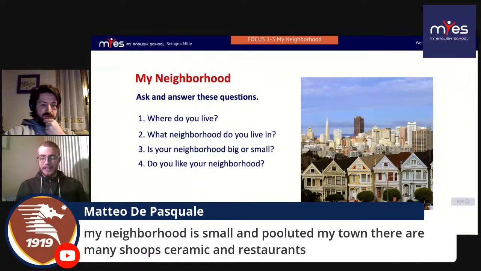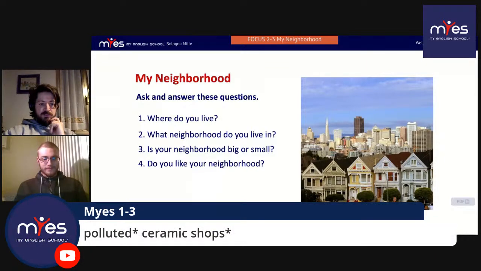Matteo gives us a description of his neighborhood. My neighborhood is small and polluted. Nice. In my town, there are many shops, many ceramic shops and restaurants. Interesting. Okay. Pay attention. Remember that in English we put the adjective before the noun. So ceramic shops. Exactly. And careful with the spelling as well. So we have polluted and ceramic shops, just one O in both of them. So polluted and shops, not shoops.